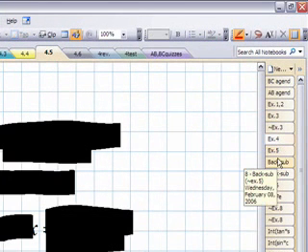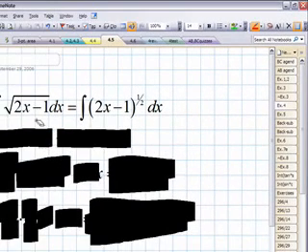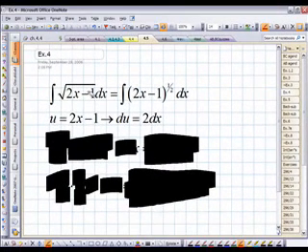Okay, in this case, if I make u equal to 2x minus 1, the first thing is just to forget about the radicals and use rational exponents. If I make u equal to 2x minus 1, my du is 2 dx. And I have a 1 dx. You don't see anything there, so think of it as 1 dx.